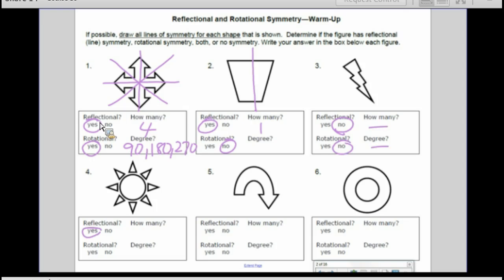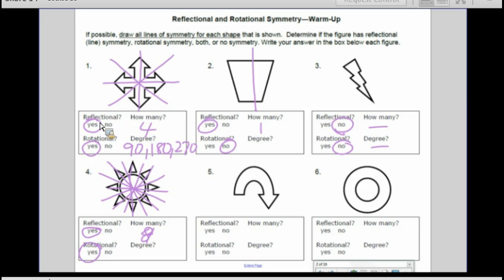Reflectional, yes. How many? 4. 1, 2, 3, 4. Are there more than that? Just kidding, not 4, 8. So 4, 5, 6, 7, 8. That's much better.